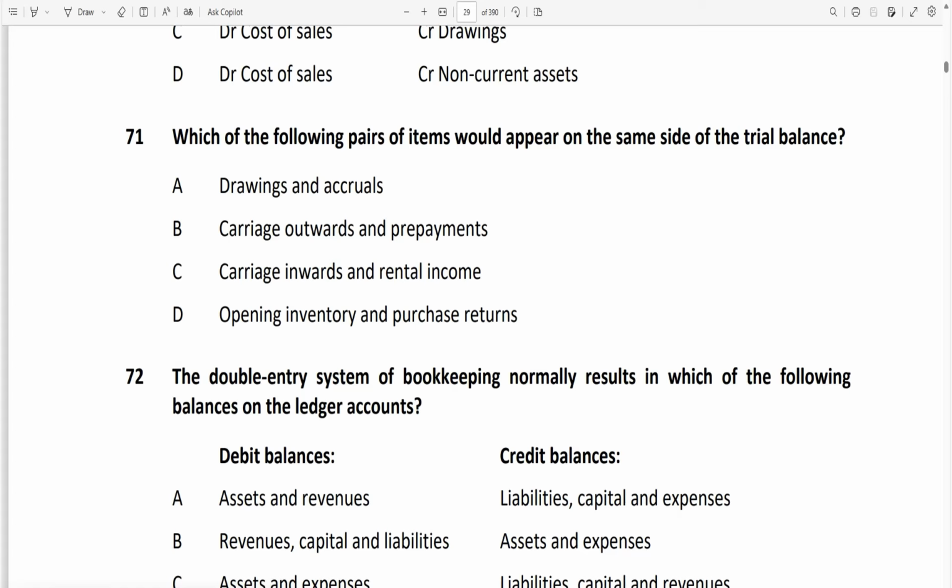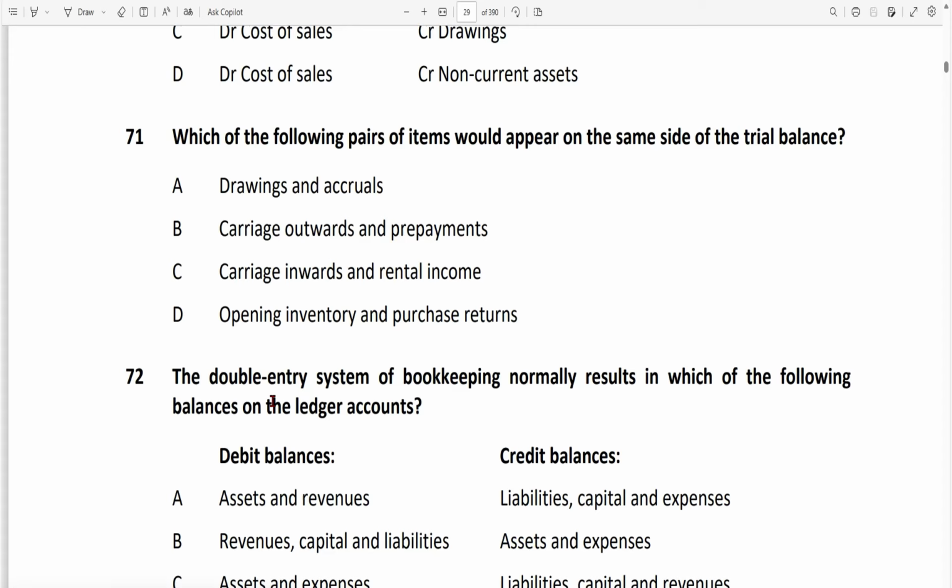So first one is option A, drawing and accrual. Drawing is also one kind of expense, right? So it will be on the debit side, and the other one is accrual. Accrual means, in the case of an expense, that you have taken the service or the goods but you have not paid the amount, so it's a liability, right? So it will be on the credit side. So option A is not correct.